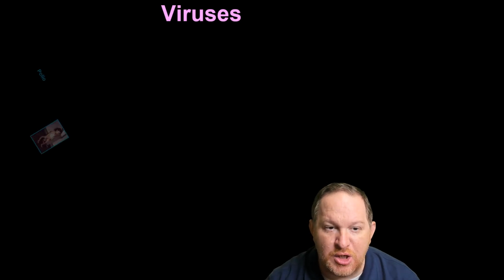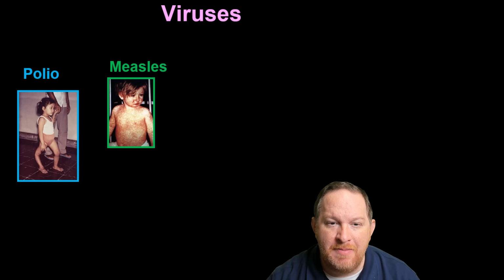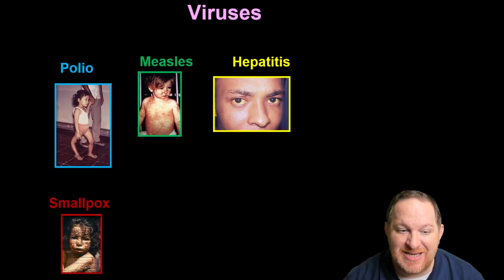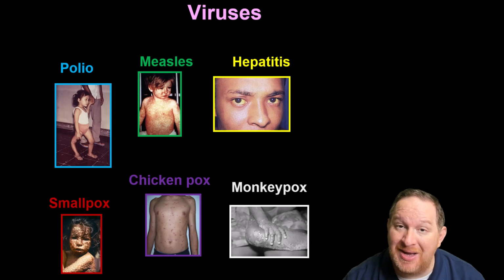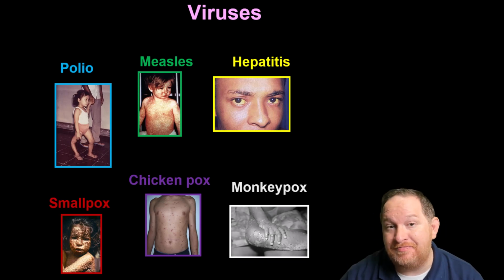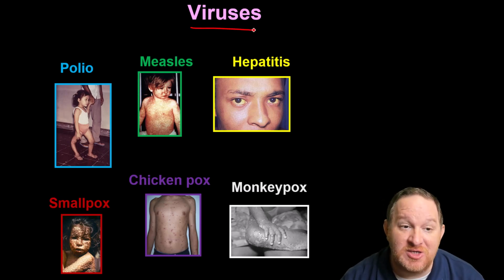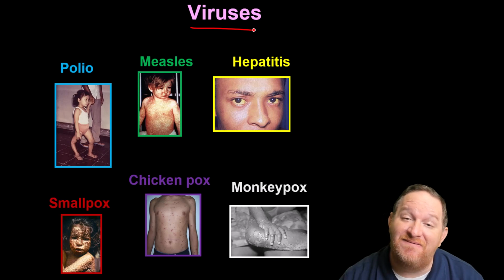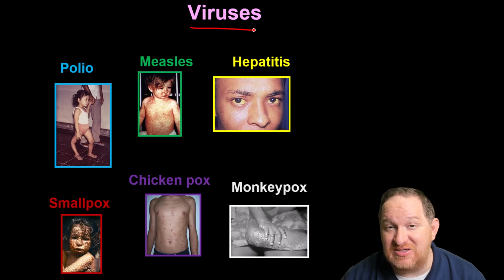So let's take a look at some horrible diseases. Polio, measles, hepatitis, smallpox, chickenpox, monkeypox. Do you know what all of these have in common? Well, the title kind of gives it away. Right. These are all diseases caused by viruses. And coincidentally, these are actually all diseases that we now have vaccines for.